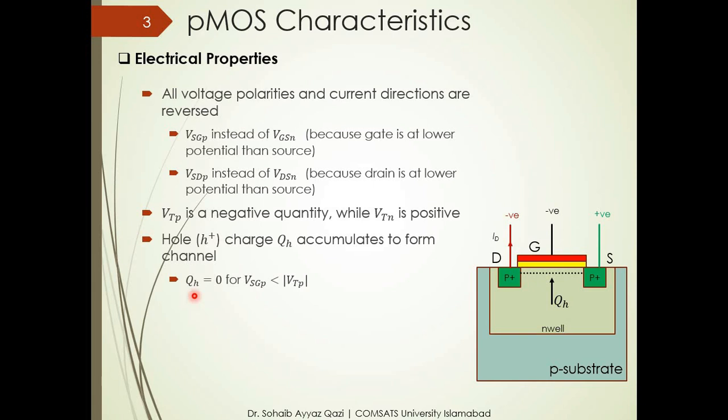So we can see that when these charges are zero, that can only happen at VSGP less than VTP. Whenever this VSG voltage difference is less than VTP, the threshold voltage, there will be no charge present here. But whenever we increase this voltage beyond this threshold voltage, the channel charge will exist, and because of that our current flows in the pMOS.